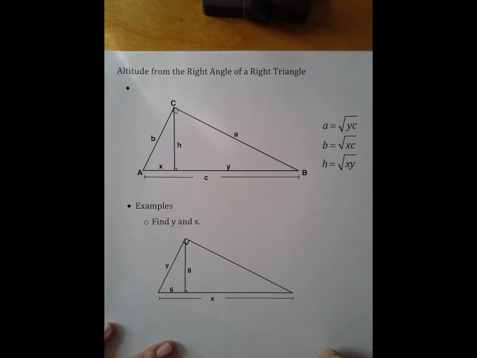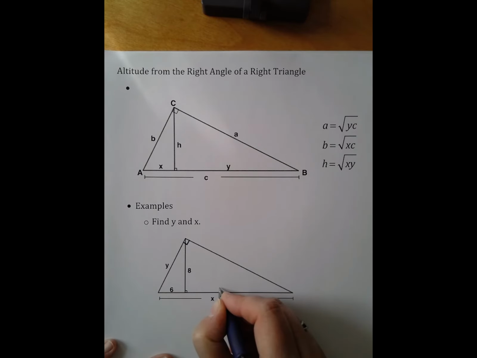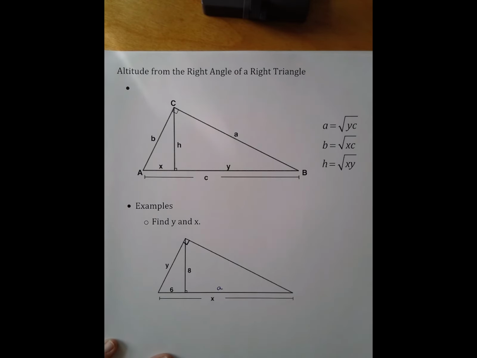So I'm going to start by finding neither x nor y. The reason for this is that I really want to know a right here. If I knew a, then that would give me x, and then it would make it a lot easier for me to find y. So I'm going to remind myself that this length, 8, equals the square root of 6 times a.